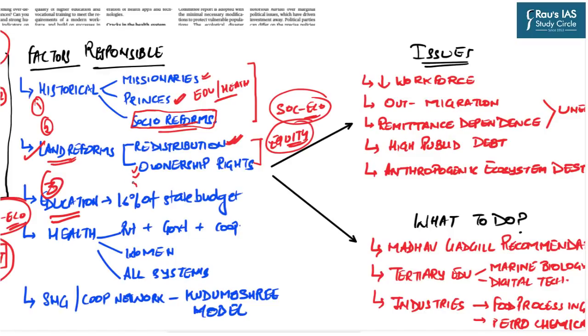Even today, 16% of the budget of the state of Kerala is allocated towards education. Similarly, a huge expenditure is also made in the health sector. It is witnessed that in Kerala, private, government, as well as the cooperative institutions are working in tandem with each other to provide the health services to the people. Further, because of the high literacy level of the women, the children born out of her are better nourished.